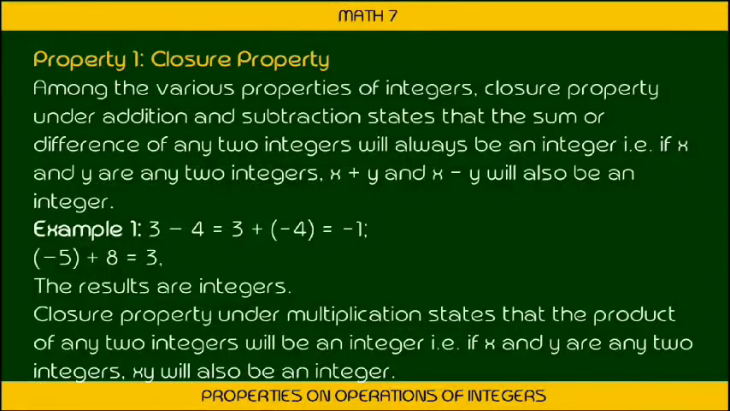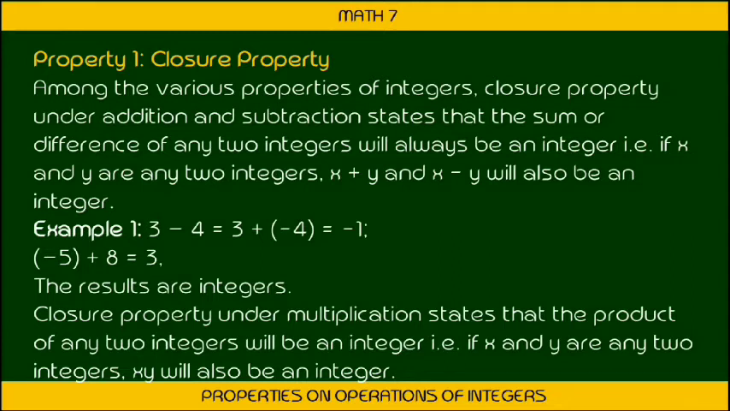Property 1. Closure property. Among the various properties of integers, closure property under addition and subtraction states that the sum or difference of any two integers will also be an integer. Example, if x and y are two integers, then x plus y and x minus y will also be an integer. Example, 3 minus 4 is equal to 3 plus -4 is equal to -1. -5 plus 8 is equal to 3. So again, the results are integers.